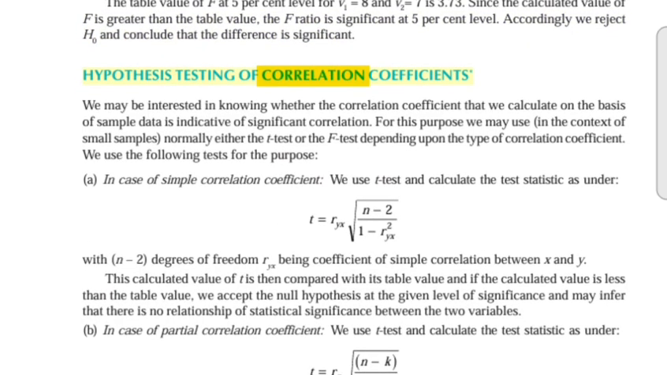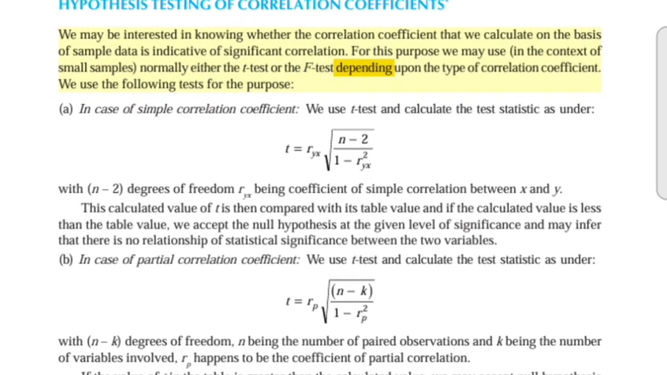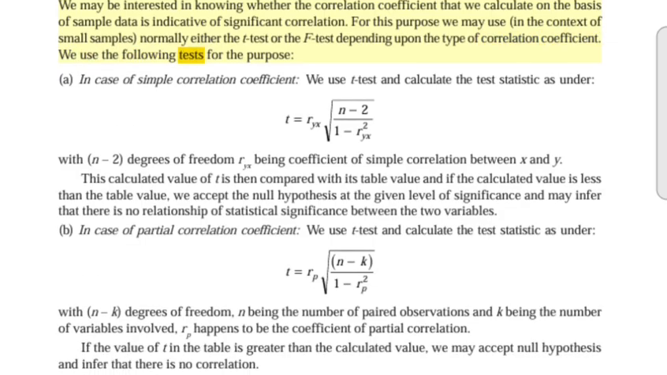Hypothesis testing of correlation coefficients. We may be interested in knowing whether the correlation coefficient that we calculate on the basis of sample data is indicative of significant correlation. For this purpose we may use, in the context of small samples, normally either the t-test or the F-test depending upon the type of correlation coefficient. We use the following tests for the purpose.